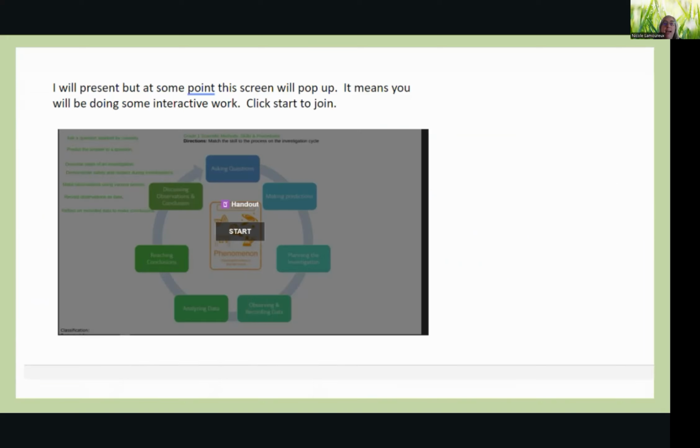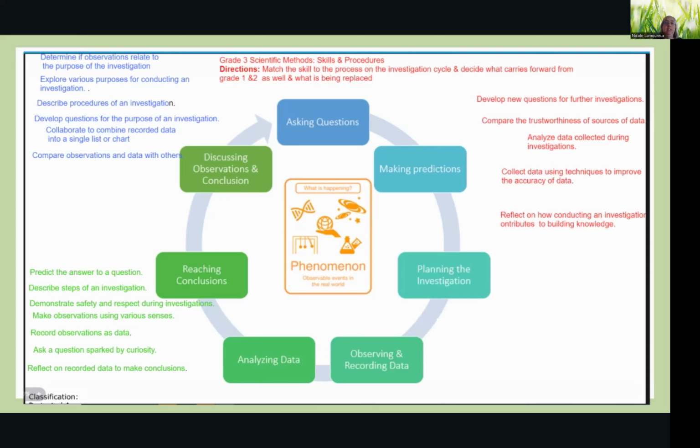Where it becomes interactive is there's an individual handout. Nobody else will see this but you, and I can pop in because it gives me an idea of how everyone's doing. And all you do is click start. Once you click start, what you'll see is a screen with the investigation cycle and the grade level. We'll start with grade 4 and the skills, because I didn't have space for the knowledge statements. What you're going to do is read through the skills and decide where in the investigation cycle those skills from that grade level go.